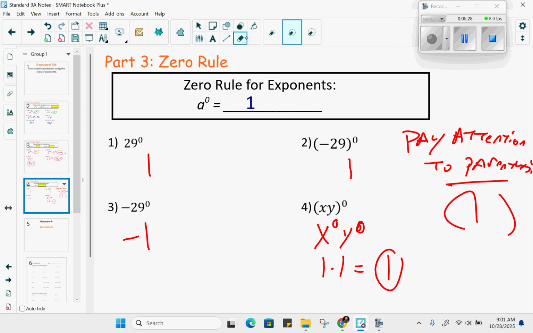Pay attention to your parentheses. That makes a big difference. I'll let you work through the homework.